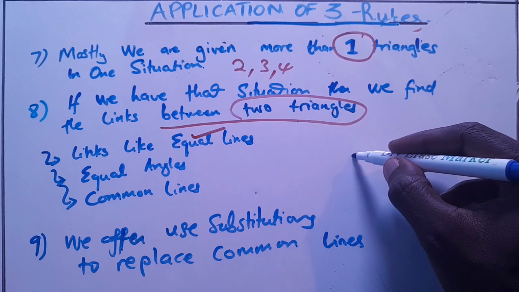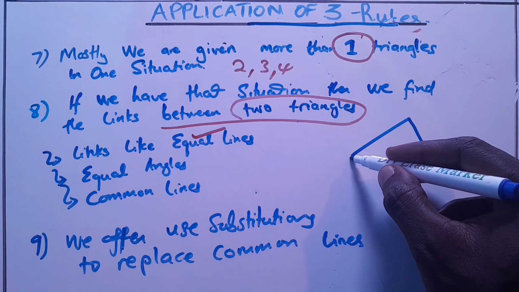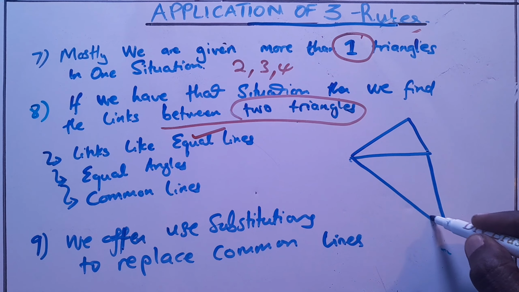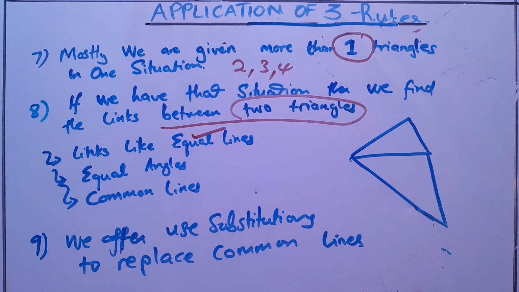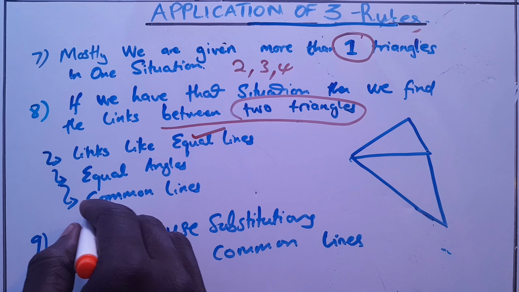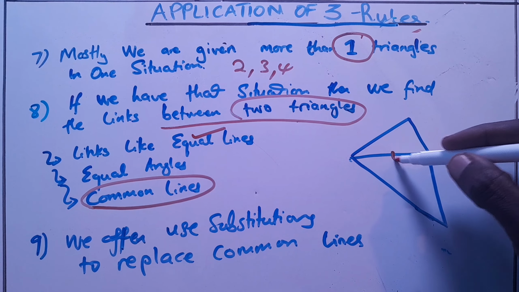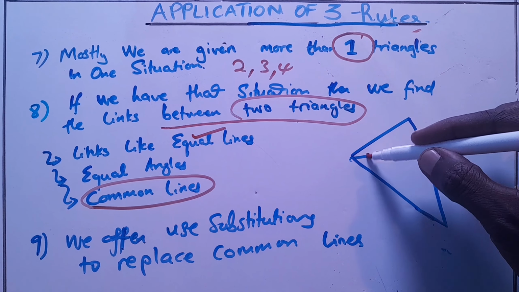So we can have a situation like this, where we are having these triangles, right? Can you see that these are two different triangles, but they're having a link. These two triangles are having a link, which is a common line. This is a common line.